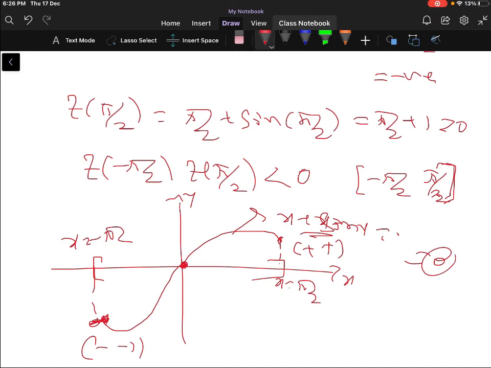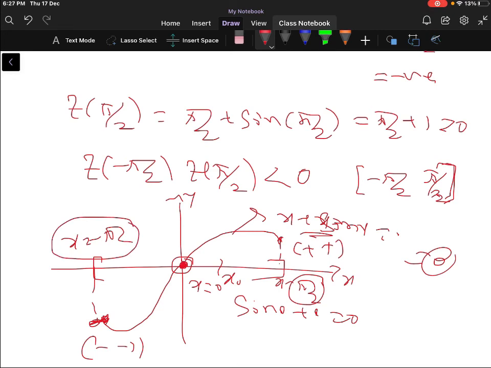What is the root of this equation? The root of this equation is 0. At x equal to 0, sin 0 plus 0 is equal to 0. Therefore 0 is a root of this equation. So that root lies between minus pi by 2 and plus pi by 2. So any value in the neighborhood of 0 will be the initial approximation. Otherwise, we can take either pi by 2 as the initial approximation, or we can take minus pi by 2 as the initial approximation. So this is a general method to find the initial approximation to the root.